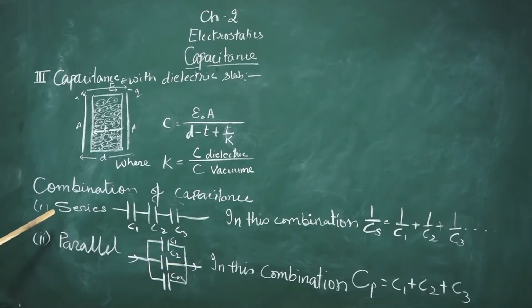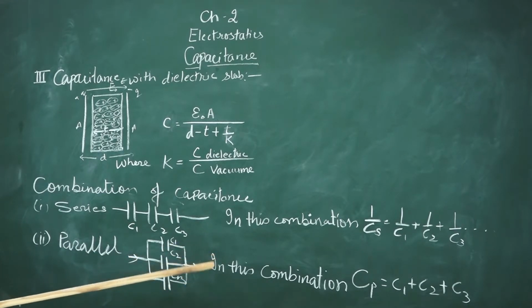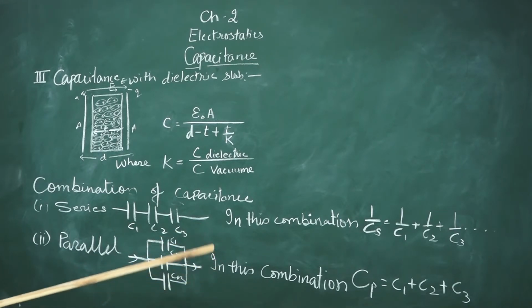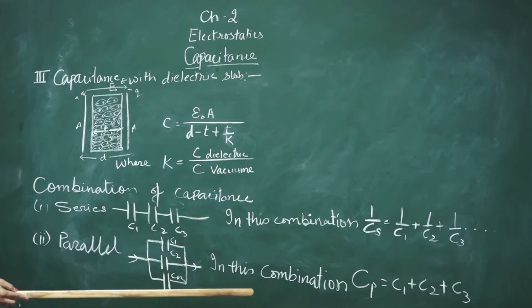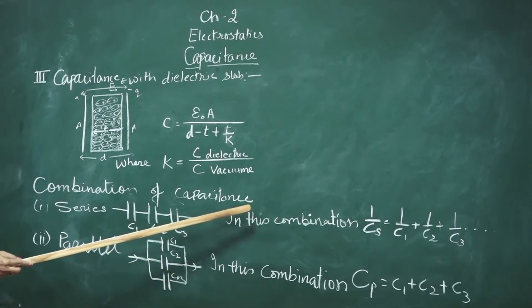The second combination is parallel. Now let us see, we have three capacitors in parallel combination. As we know, when there is a parallel combination, the potential is the same and the charge will divide into 3. If you find the combination formula, Cp comes to C1 plus C2 plus C3. Now these two combinations are totally inverse to resistance. With resistance in series we get this formula, and in parallel we get this formula.